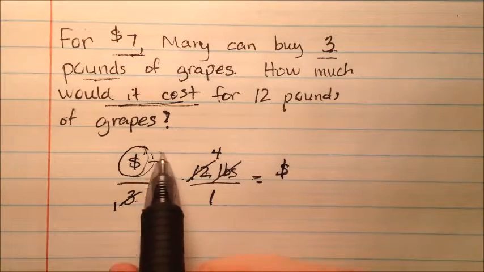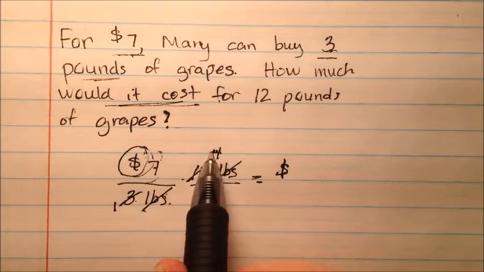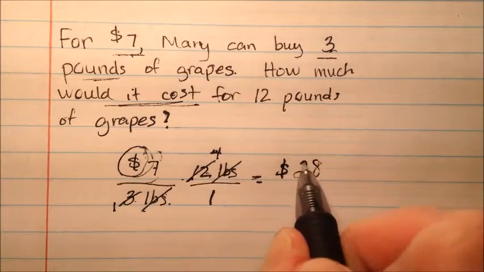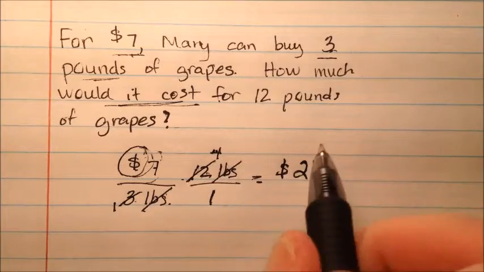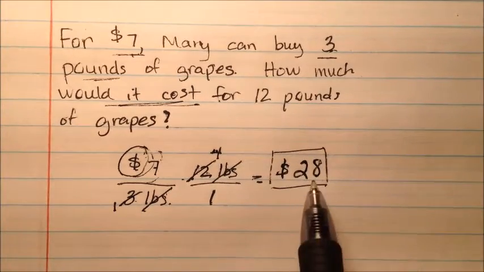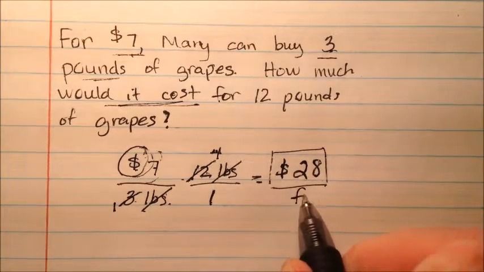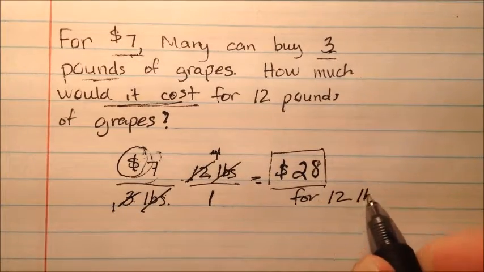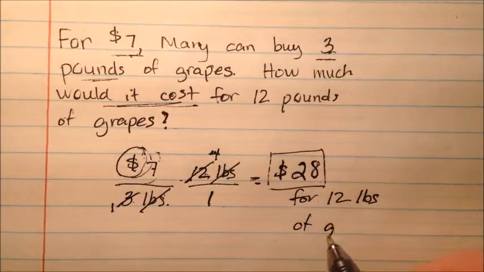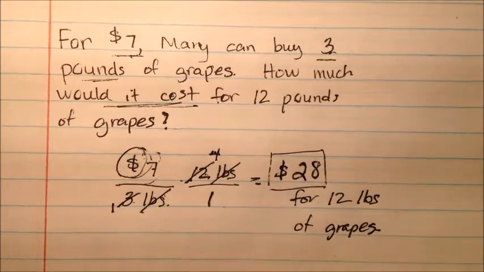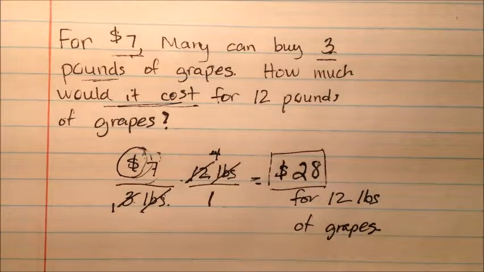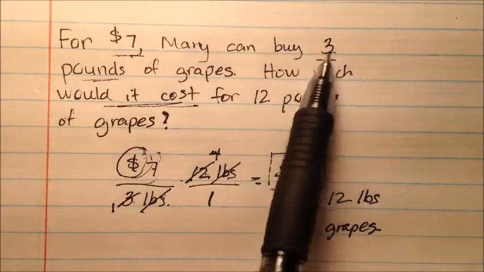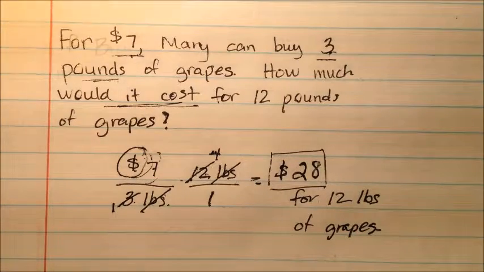So it looks like we have $7 times 4. So 7 times 4 is 28, and that dollar sign is just going to come along for the ride. So $28 we can say for 12 pounds of grapes. And that should be about the price that we expect to pay, given that we can get 3 pounds for $7.